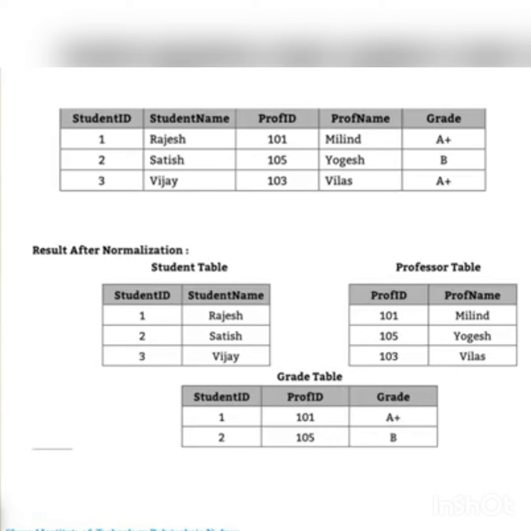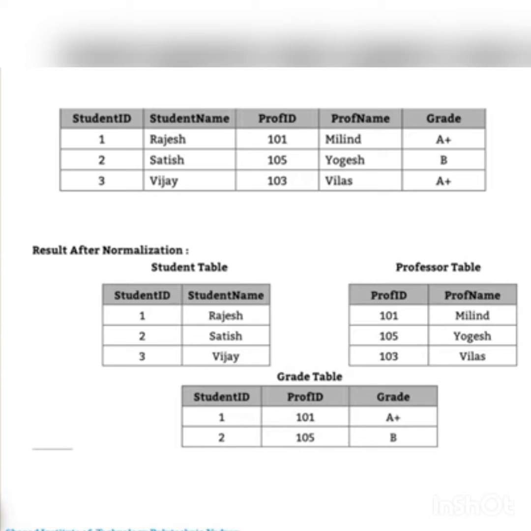Here one example is given: a university uses the following relation. The university creates a table student record. The first table is of student record, which includes various attributes like student ID, student name, then professor ID, professor name and grade. The first table is before the normalization. It is not a normalized table.